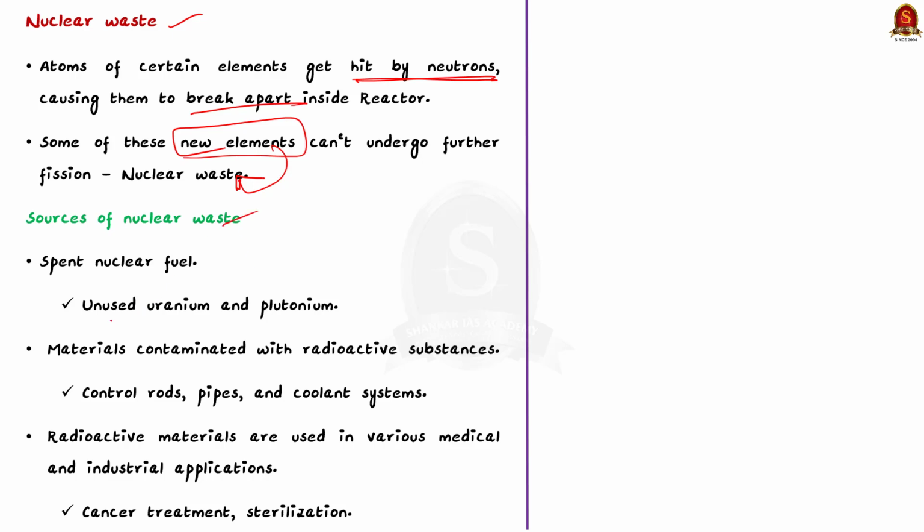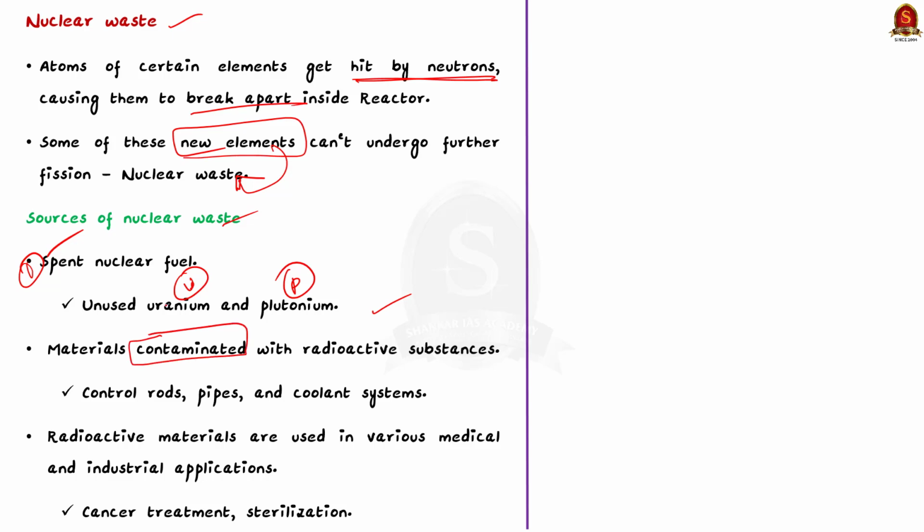The primary source of nuclear waste is spent nuclear fuel, which is produced inside the nuclear reactors during the power generation. Spent fuel contains radioactive elements including unused uranium and plutonium, as well as various fission products generated during the nuclear reaction. During reactor operations, various materials become contaminated with radioactive substances.